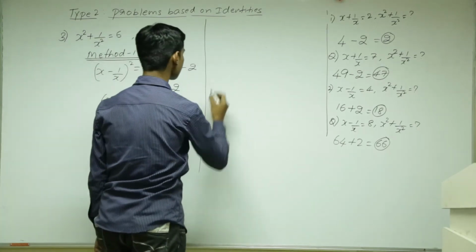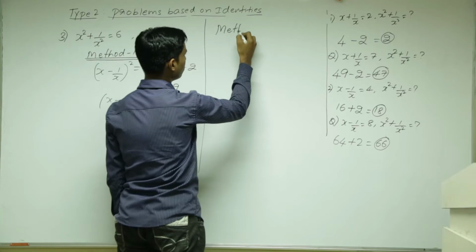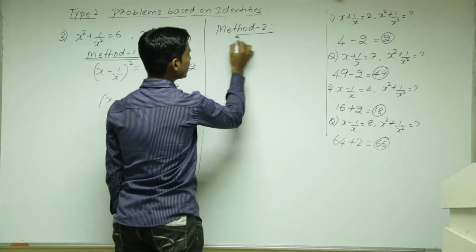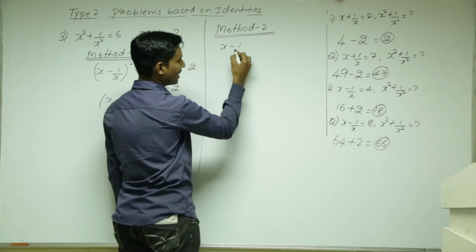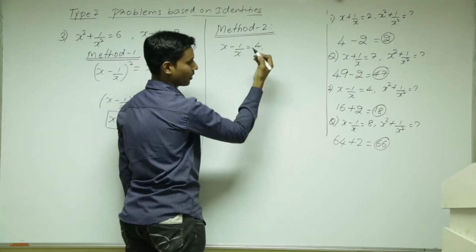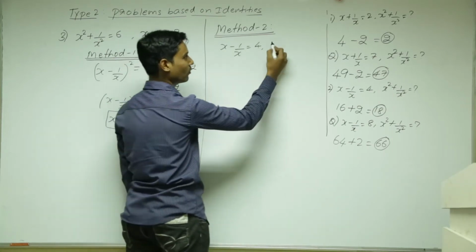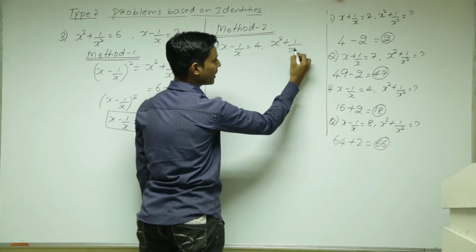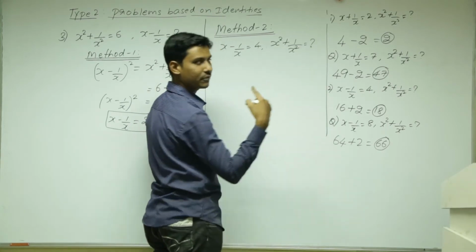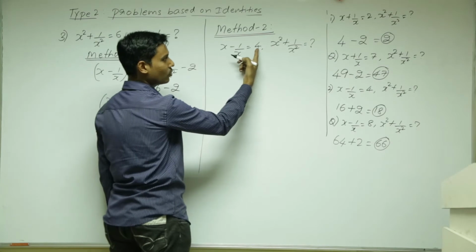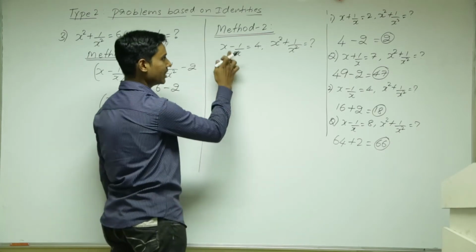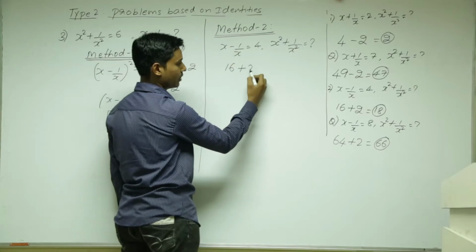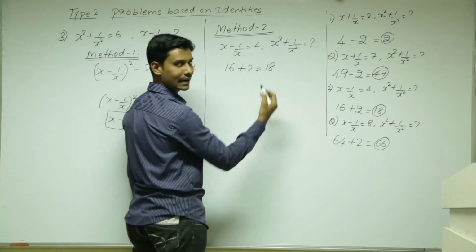Method 2. We just now saw in the previous case, suppose x minus 1 by x is 4 and x square plus 1 by x square we need to find. How will we find it? Square the value first. If I square the right hand side I will get 16. If it is minus here, add 2. You will get the answer.